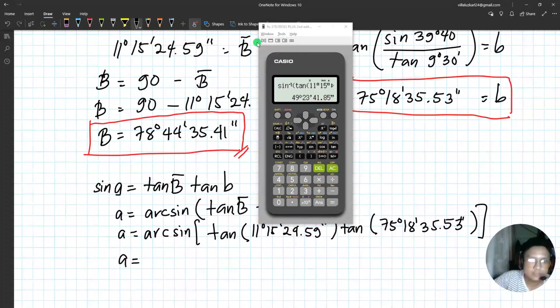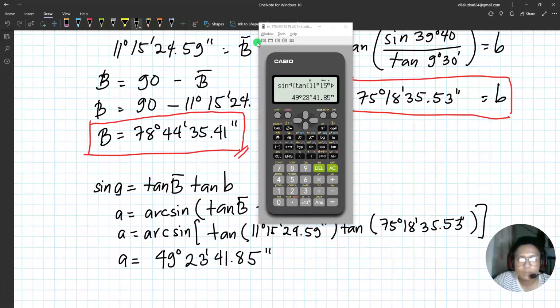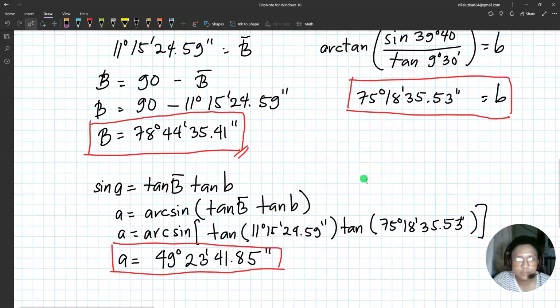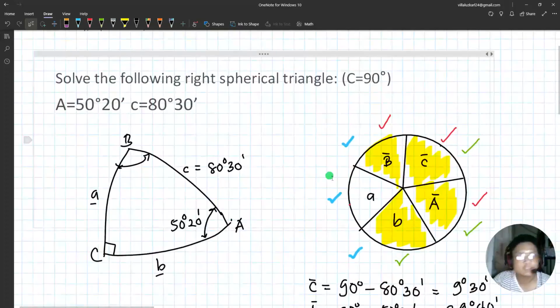Okay, 49 degrees 23 minutes and 41.85 seconds. So that's your answer for side A. So that's how you solve using Napier's rule. Here in this example, I used the Sin-Tad rule in solving this right spherical triangle.